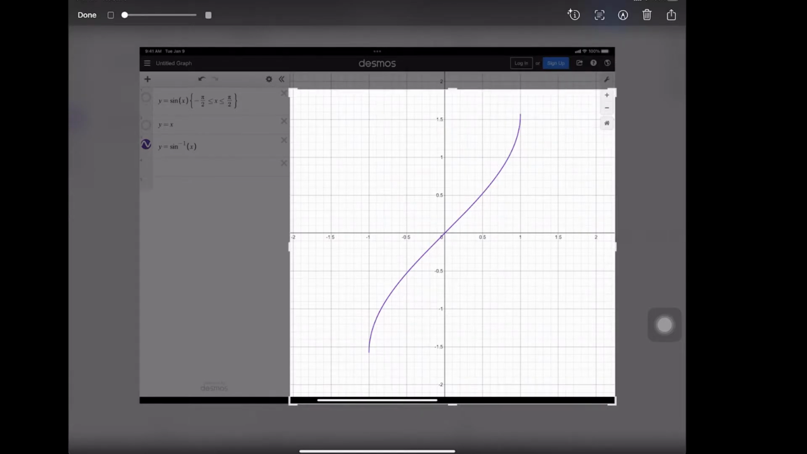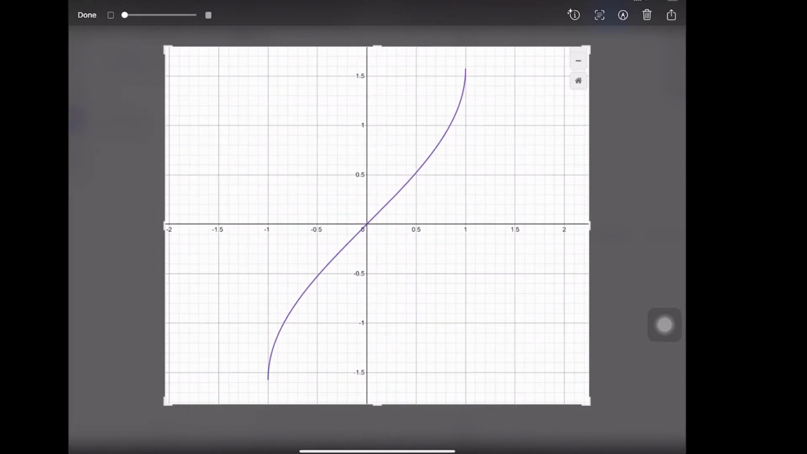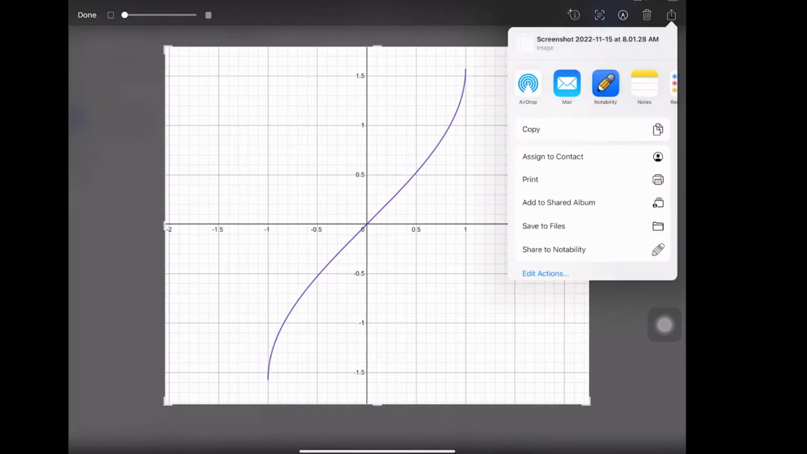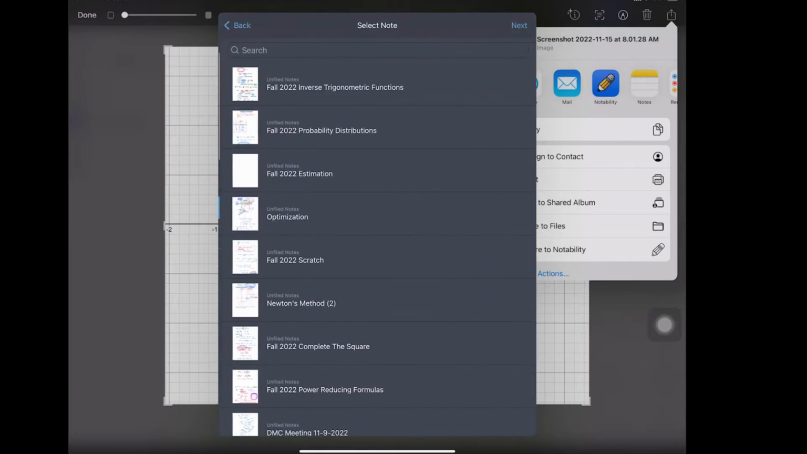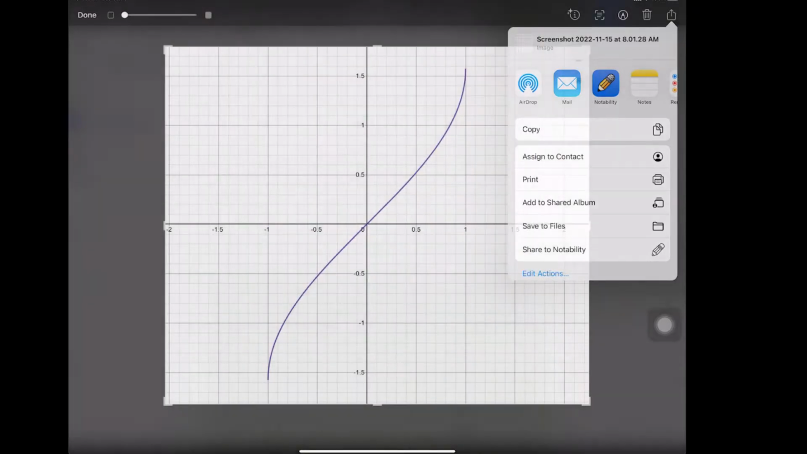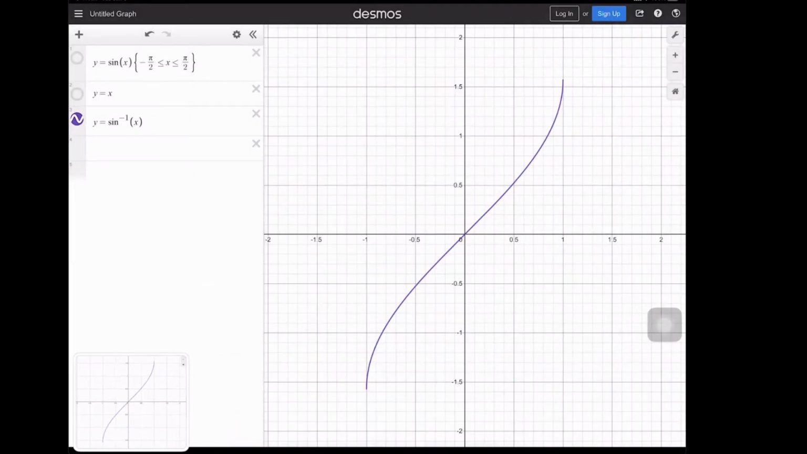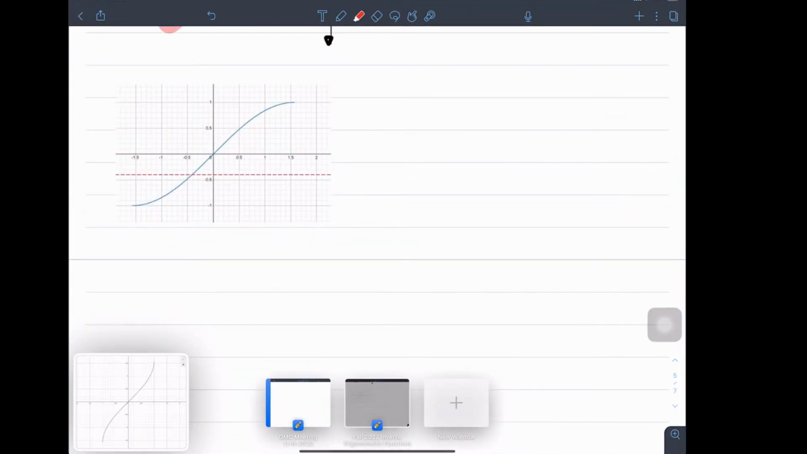Do they all have a domain and range? Yeah, they all have slightly different. Yes. Add to existing note. Yeah, so they don't have the same domain and range, if I'm understanding correctly. Yeah, yeah. For the inverse functions, yes.